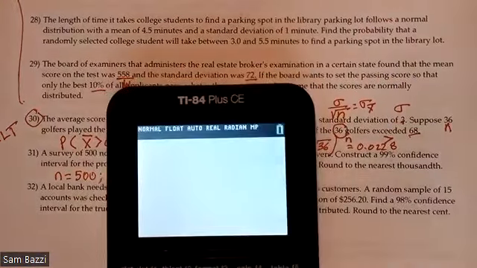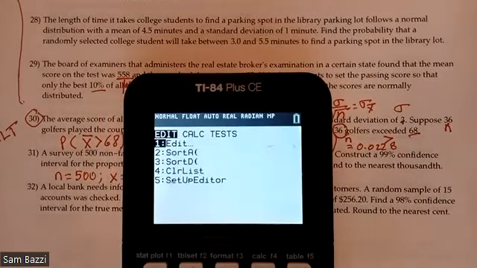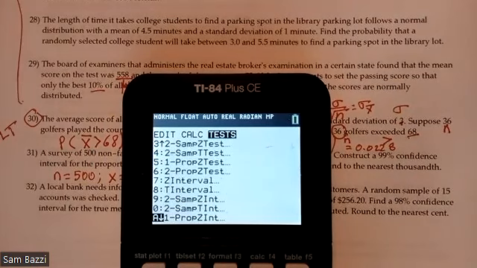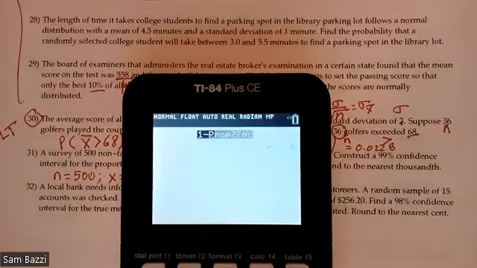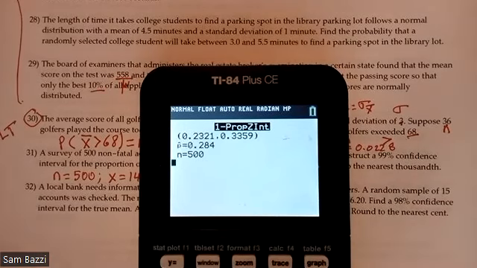Watch. You go to stat. So from now, probably till the end of this session, we're going to be using this feature, tests. You go to tests and scroll until you see 1 prop Z interval. Prop means a proportion. Right here. Okay, you see, X is what? 142. N is 500. And 99. Calculate. And that's the interval.